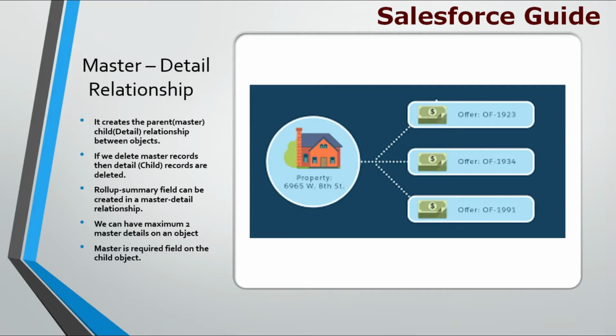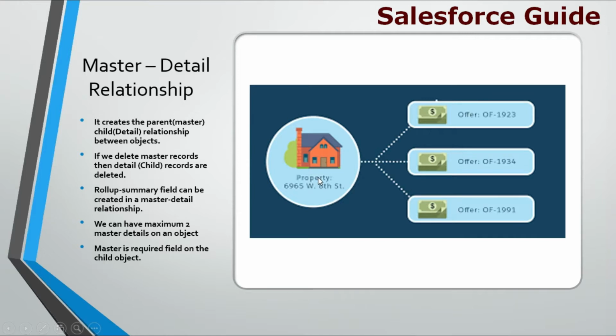That means suppose a master has 3 or 4 child records, and you want to perform a roll-up summary on that. You will apply the roll-up summary on the master. If you have selected the functionality as sum, it will give the sum of the field you have specified across all the children. Here, if you go with the offer amount, and the first offer amount is $1,000, the second is $2,000 and the third is $3,000, then on the property, if you apply a roll-up summary on amount, it will give you 6,000 by adding all three.